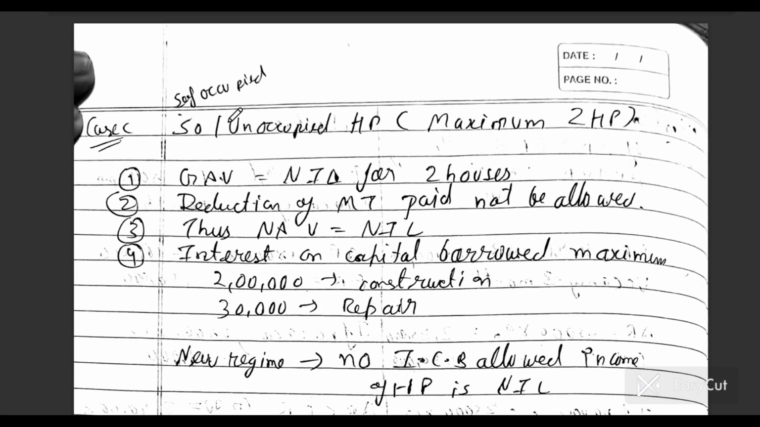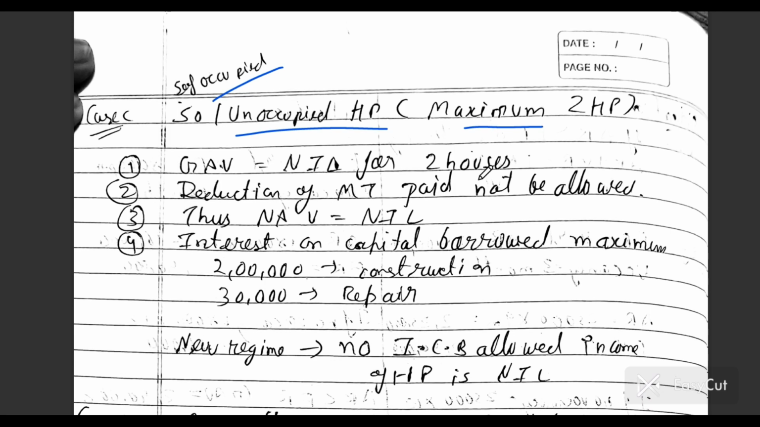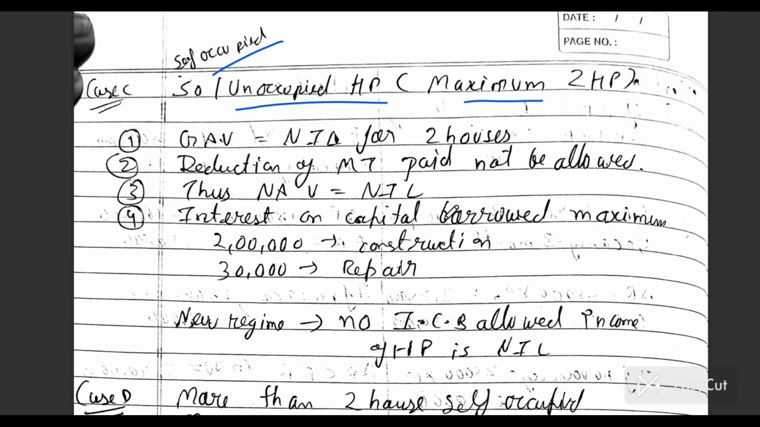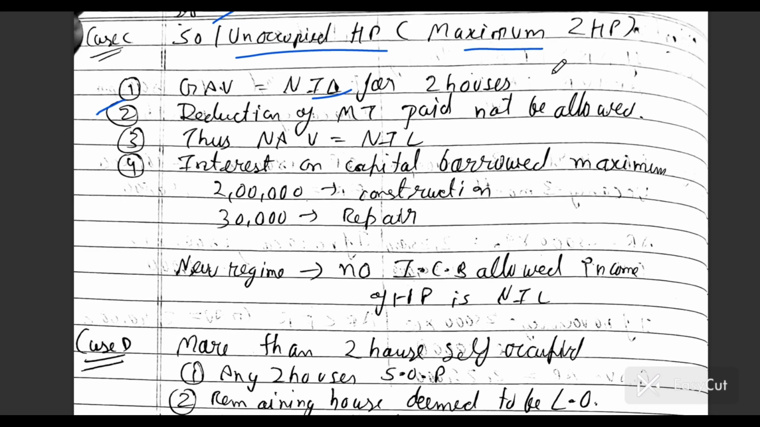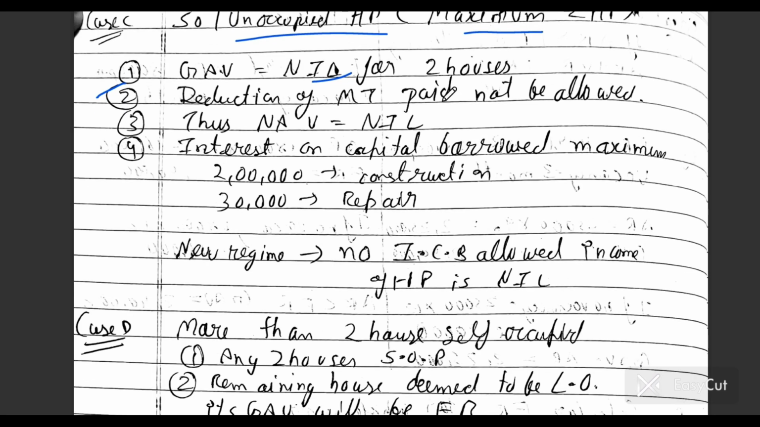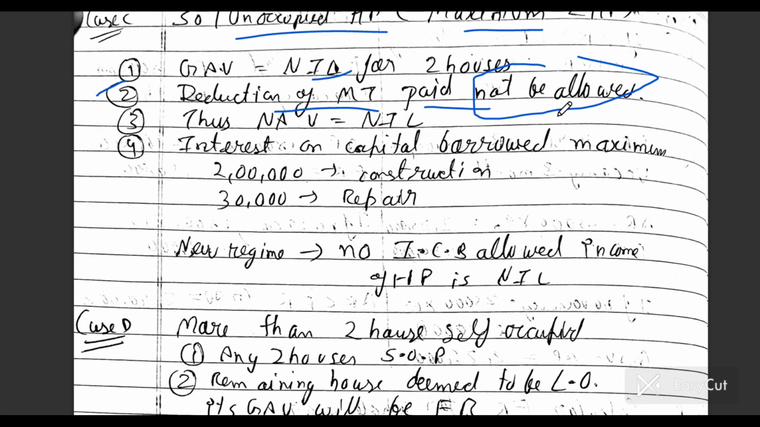And then there is one more case: self-occupied property and unoccupied property. You have to consider a maximum of 2 house properties as self-occupied property, and all the rest of the property is deemed let out property. So what will be the GAV? GAV will be nil for 2 houses, because there is no rent received on self-occupied property, and there is no deduction of municipal tax, because GAV and NAV are both nil. GAV and NAV both are nil for the SOP.